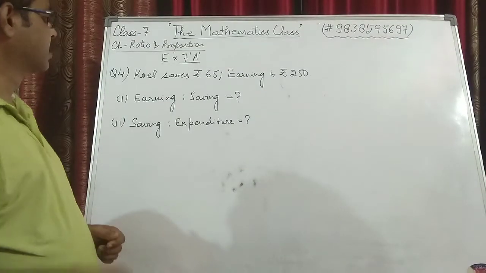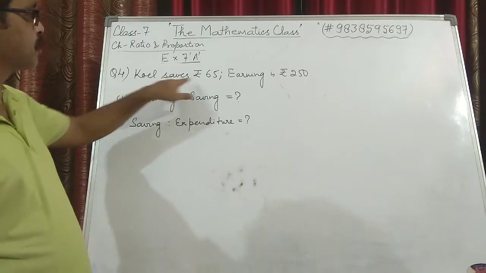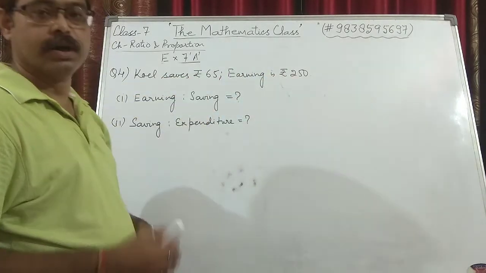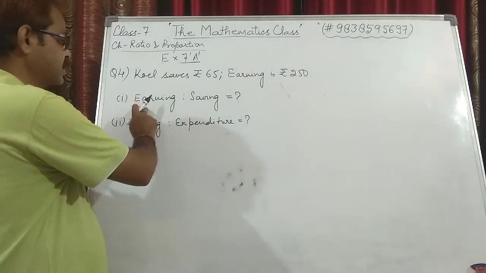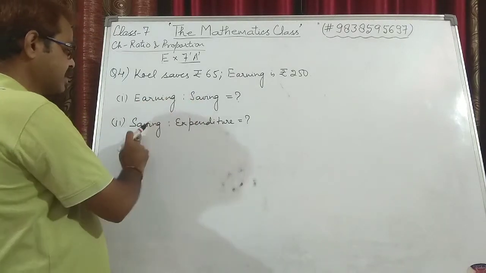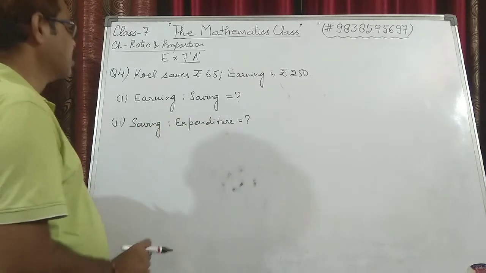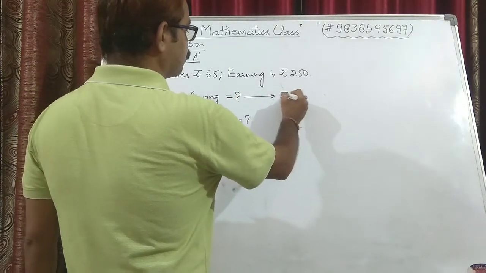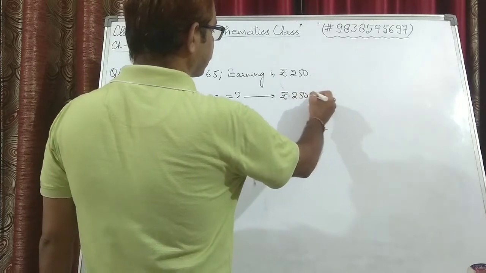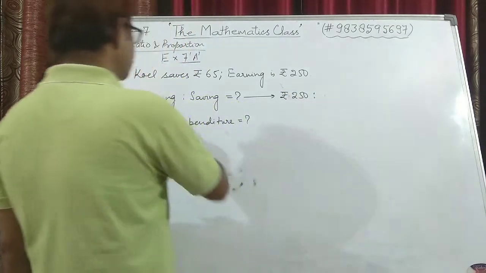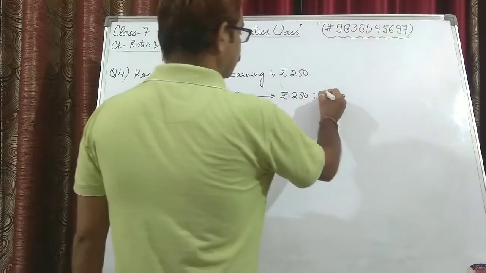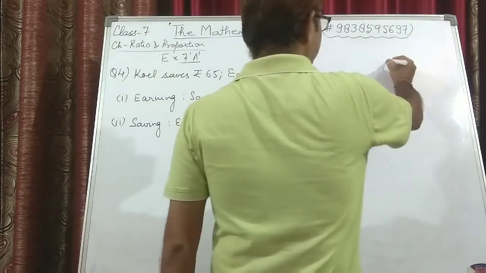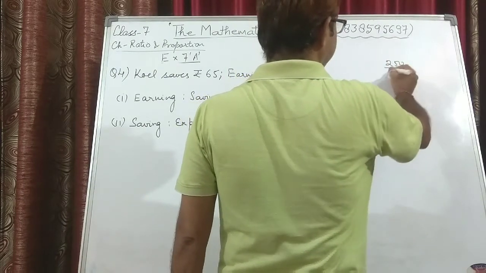Question number 4. They say that Koyal saves rupees 65 and her earnings are rupees 250. You have to find the ratio between her earning and saving, and saving and expenditure. So earning is what? Earning is rupees 250. Ratio is to saving, how much? Rupees 65. It means 250 upon 65.